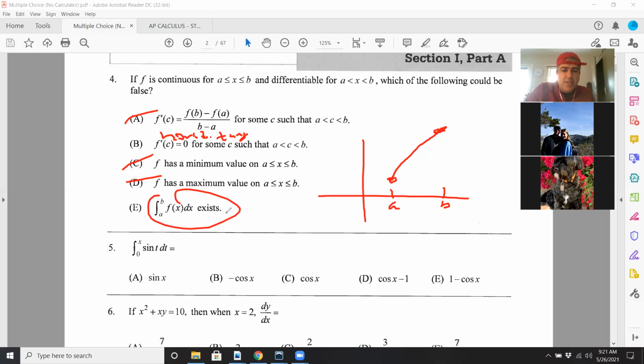Now, will this exist? This is the integral. Of course that's going to exist, and that's part of FTC, the fundamental theorem of calculus. If you are differentiable and you're continuous, then you can find the area between the curve and the x-axis. There's no reason why you can't do that.